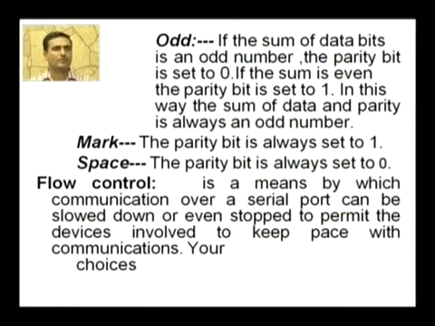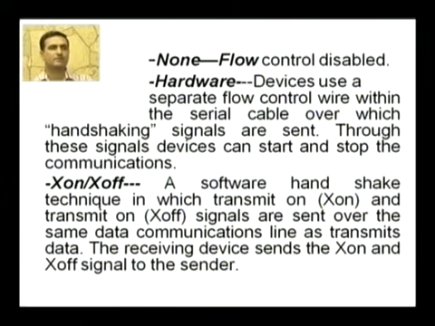Next characteristic is the flow control. Flow control is a means by which communication over a serial port can be slowed down or even stopped to permit the devices involved to keep pace with the communication. The various choices in flow control are none, which means we have disabled the flow control. Hardware devices use a separate flow control wire within the serial cable over which handshaking signals are sent. Through these signals, devices can start and stop the communications.